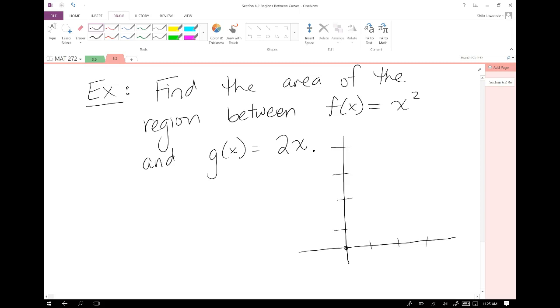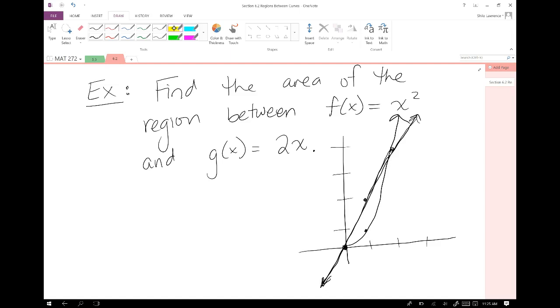So f of x equals x squared is just a basic parabola. It goes through 0, 0, 1, 1, 2, 4. And I'm only drawing the right-hand side of it, and you'll see why in just a minute. It's because of how g of x behaves. G of x equals 2x is a straight line with a slope of 2. It goes through 0, 0, and then it goes through 1, 2, and then it goes through 2, 4. So not the most beautiful graph. It's kind of hard to draw sometimes on the computer.